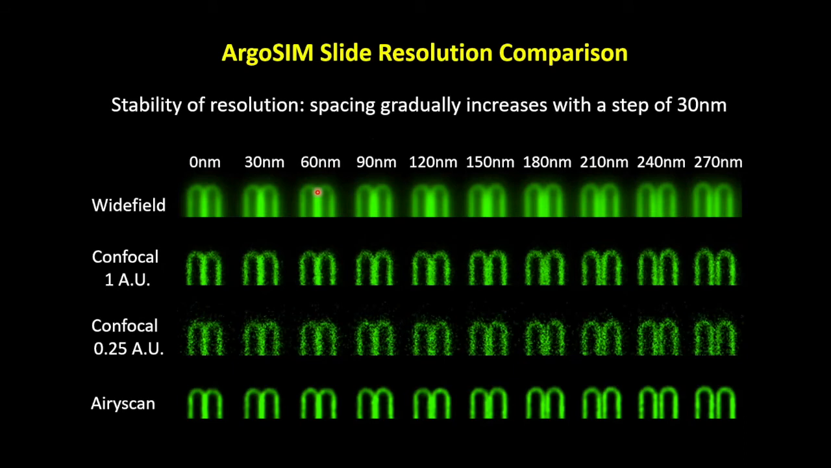In this case, by comparing with the widefield, which you can see in the top row here, confocal with 1 Airy unit, and confocal with 0.25 Airy unit, the image becomes much noisier. There is less signal and more noise going to the detector. However, the Airyscan can give you not only the intensity but also the resolution, which is the best among all the situations.